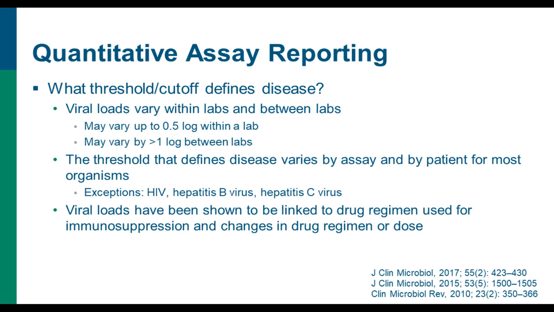Viral loads have also been shown to be linked to drug regimens used for immunosuppression. So depending on what chemotherapy a hem-onc patient might be on, for example, or if they change the drug regimen, it also can change the viral load. So that may be actually affecting what is changing rather than the viral load changing on its own.